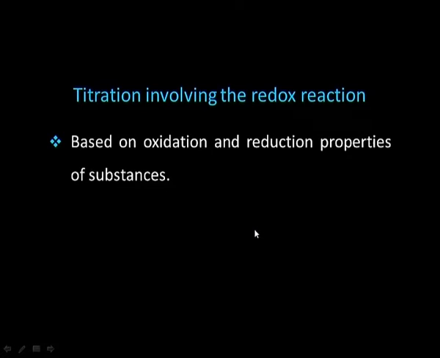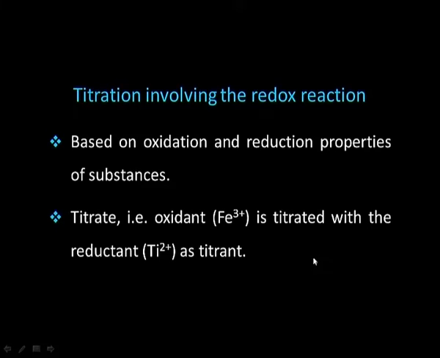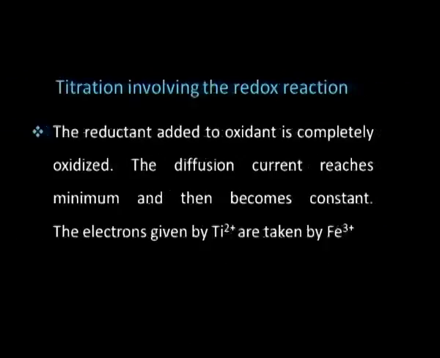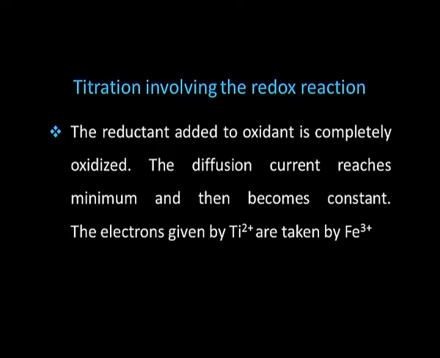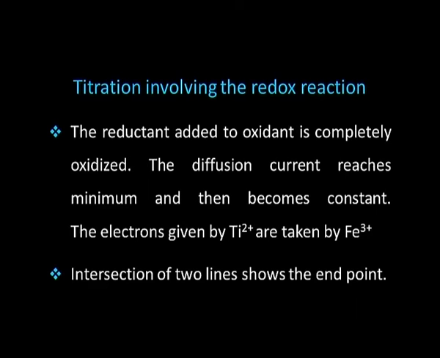Let us come to titration, which involves the redox reaction. Based on the oxidation and reduction properties of substances, the titrate, that is oxidant, is titrated with the reductant as titrant. The reductant added to the oxidant is completely oxidized. The diffusion current reaches the minimum and then becomes constant. The electrons given by titanium 2 plus are taken by iron 3 plus. The intersection of the two lines shows the end point.